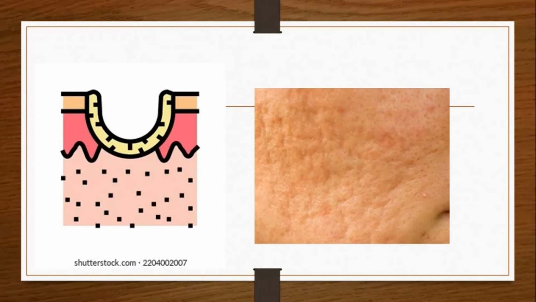Yes, this is a picture of a rolling scar. It is somewhat normal epidermis, but there is a fibrous band underneath in the subcutaneous tissue and dermis. That's why it gives this type of rolling appearance. Next, please.